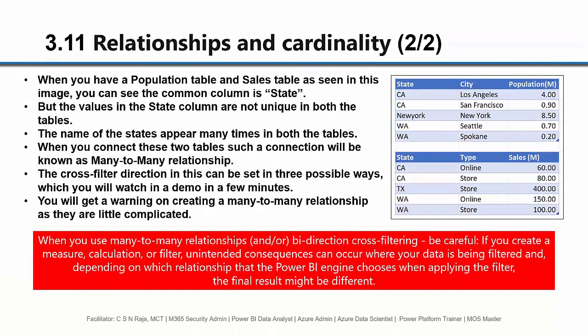When you connect these two tables through the common column called state, such a connection will be known as a many-to-many relationship. The cross-filter direction in this case can be set in three possible ways, which you will be watching in a demo in a few minutes. You will get a warning on creating a many-to-many relationship as they are a little complicated.